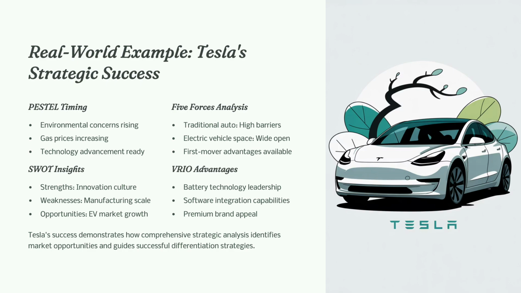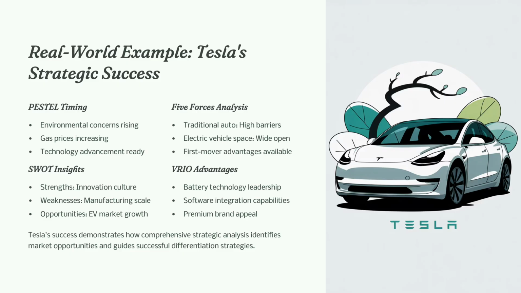But his SWOT analysis also revealed major challenges. Tesla had strengths in innovation and vision, but weaknesses in manufacturing experience and capital. The opportunities were huge. The entire auto market could potentially go electric, but threats included established automakers with decades of experience and deep pockets. Using Porter's 5 forces, Musk saw that the traditional auto industry had high barriers to entry.